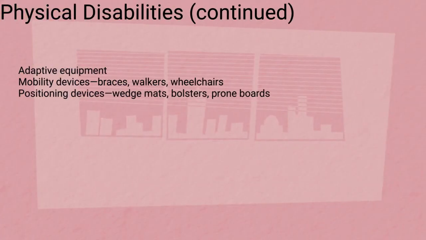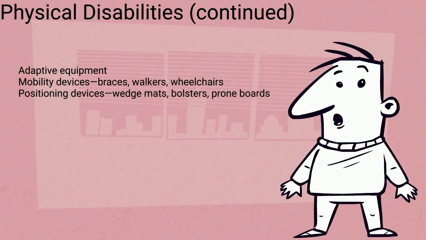Physical disabilities, adaptive equipment: mobility devices such as braces, walkers, and wheelchairs; positioning devices such as wedge mats, bolsters, and prone boards.